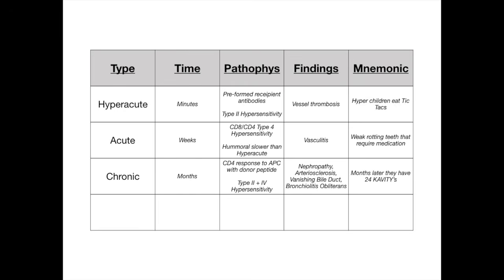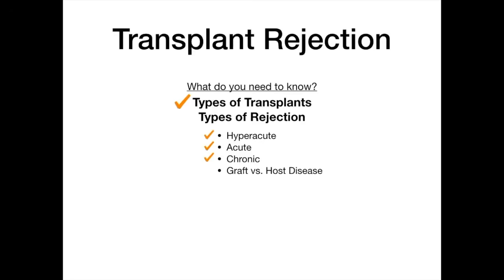And our amazing third sentence of the mnemonic of the story that I'm telling you is that months later, they have 24 cavities. So hyper children eat Tic Tacs, and this leads to weak, rotting teeth that require medication. So months later, they have 24 cavities. At this point, the dentist is really upset, right? The kid is eating too much candy. You're going to need a dental transplant. What are we going to do next? Well, the fourth and final transplant rejection is graft versus host disease.